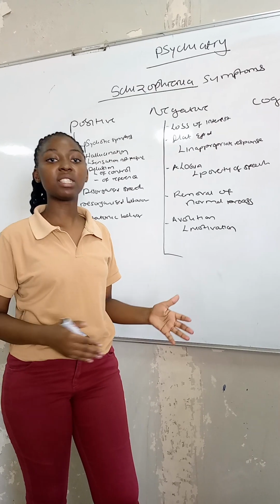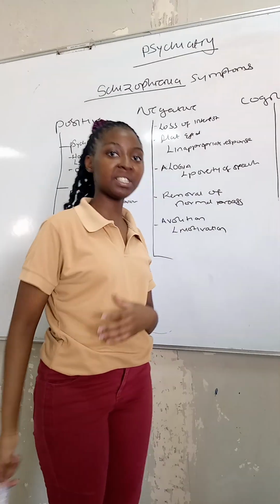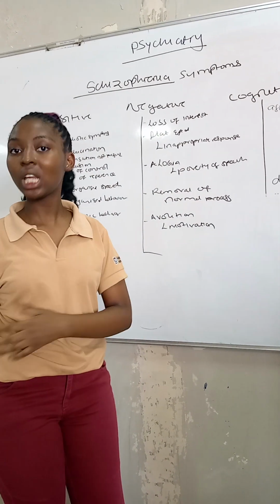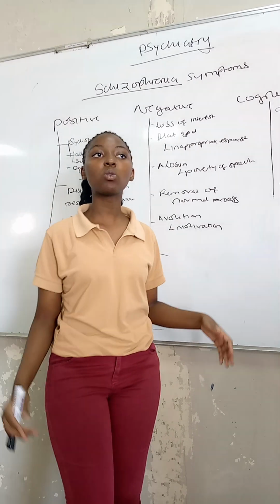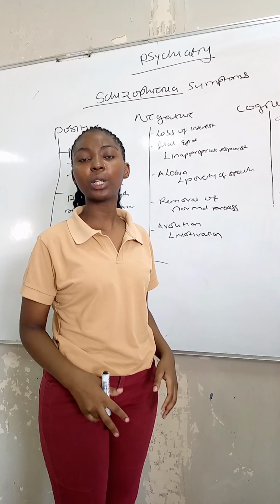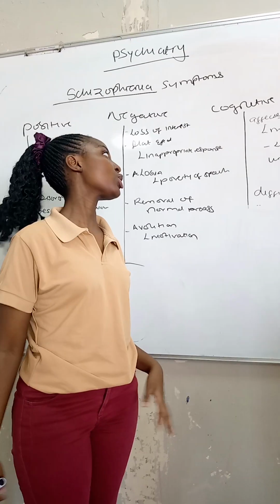Then we have removal from normal processes. Seclusion. They seclude themselves from normal processes, normal eating patterns, normal drinking patterns, normal lifestyle. They withdraw from that. Avolition, lack of motivation. They lack motivation in anything. For example, many other people would have motivation by just being cheered up, being appreciated for their work, and that does not motivate them at all. Nothing motivates them. They lack motivation.